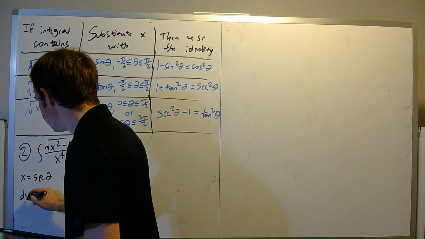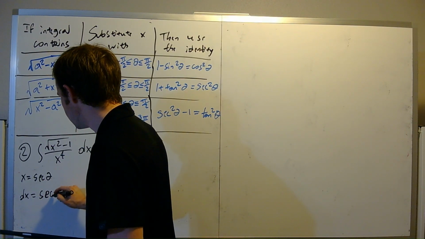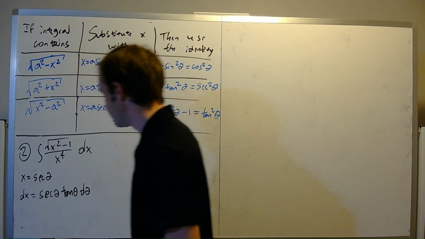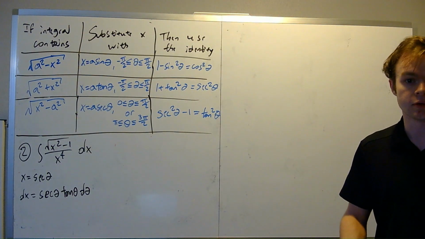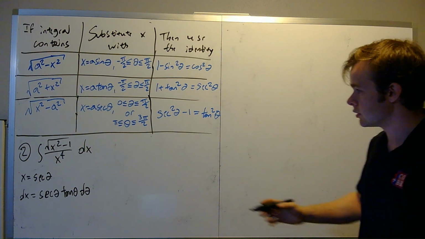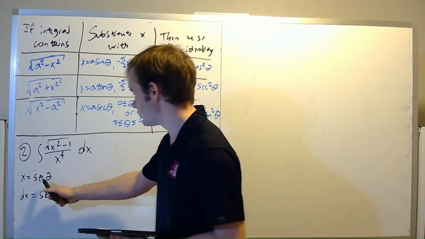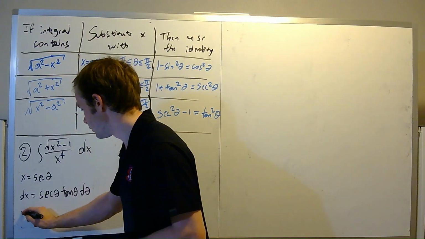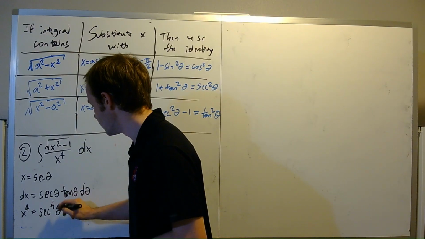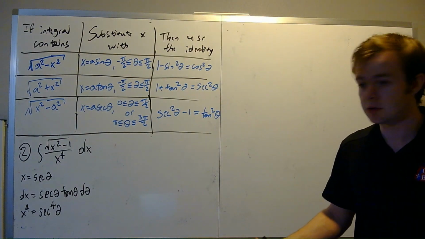We take the derivative of both sides. The derivative of secant theta we said was secant theta times the tangent of theta d theta, right? So you're going to need to remember that the derivative of secant is secant times tangent. Okay. And then in this equation we have x to the 4th, so that would just mean that you raise this to the power of 4. So x to the 4th would be equal to secant to the 4th power of theta. And then x squared is secant squared of theta. Okay, so we just substitute everything in.